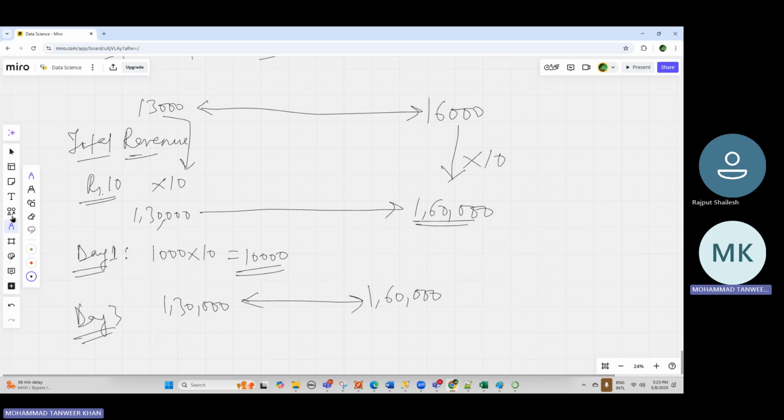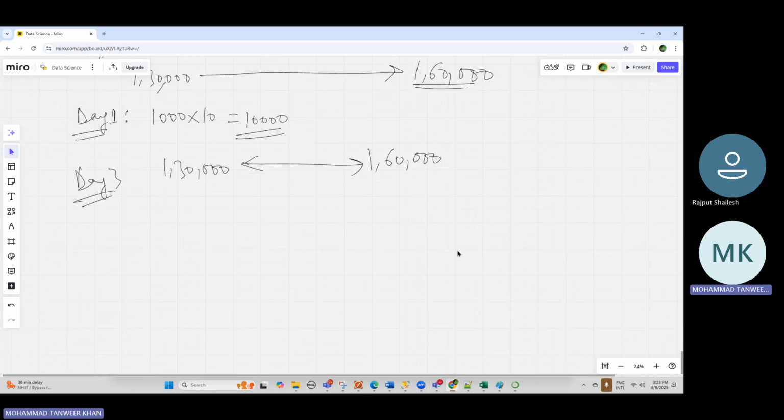Now the second use case here is that generally after this the client can ask you a question. Okay, fine, you are telling me day one the revenue was 10,000. Day one it was 10,000, and on the 30th day, we're telling it will be something in between. Okay, I got an idea. But now the client is asking, tell me the total revenue.